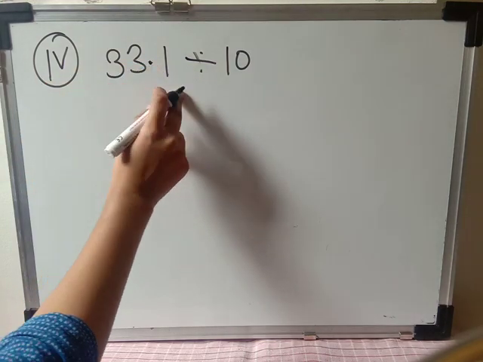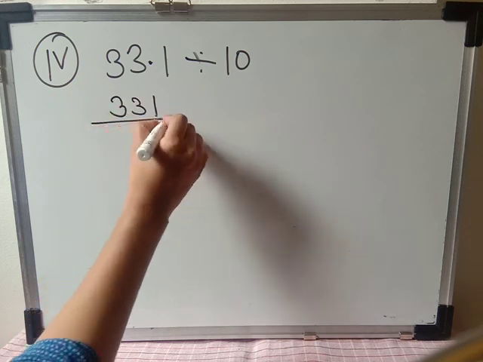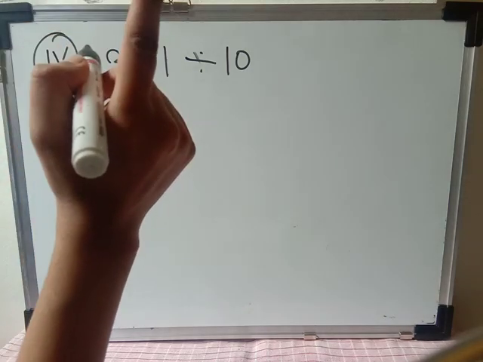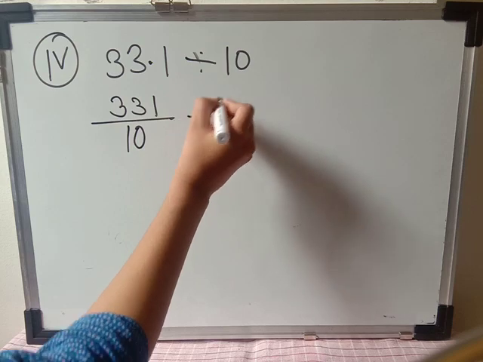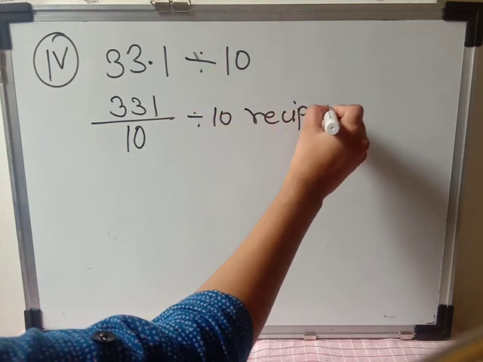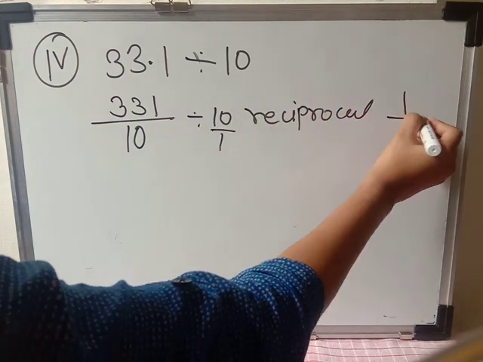Again we have to remove the decimal. So here will come 331 divided by, now after the decimal how many places are there? That is only 1. It means 10, divide by 10. Divided by 10 is there. So take the reciprocal of 10. For the reciprocal, nothing is there, you have to take 1, that means 1 upon 10.